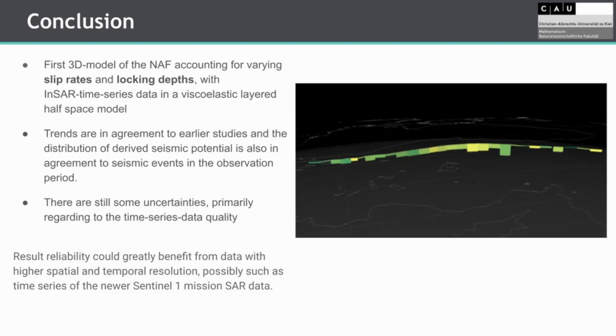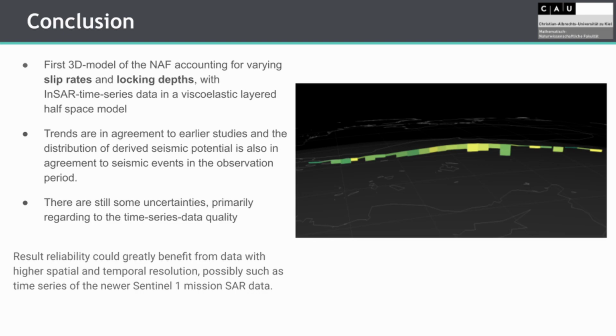So as a conclusion, the model we have here is the first 3D model of the North Anatolian fault that accounts for varying slip rates and locking depth along the fault. We created this using InSAR time series data in a viscoelastic layered half-space medium model, which is also a first. Our results are in overall agreement with earlier studies, and the general distribution of our seismic potential matches the seismic events in the observation period.